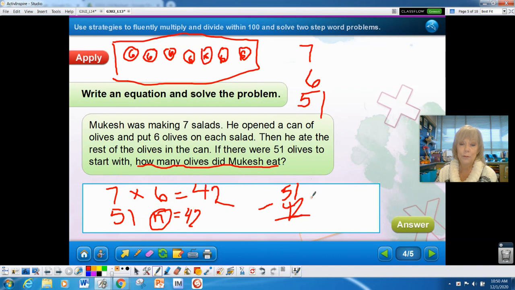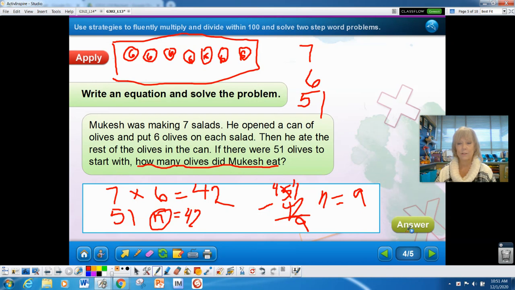And remember in subtraction, if there's more on the floor, we go next door. So we're going to take that and bring it over here. Instead of 1, we have brought 10 over, and it's now 11. So 11 minus 2 will equal 9. So n equals 9. All right. So Mukesh ate 9 olives.